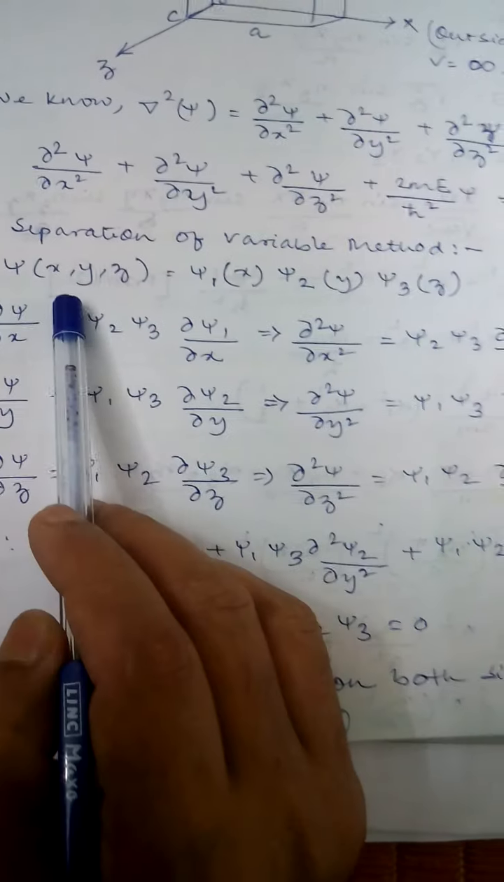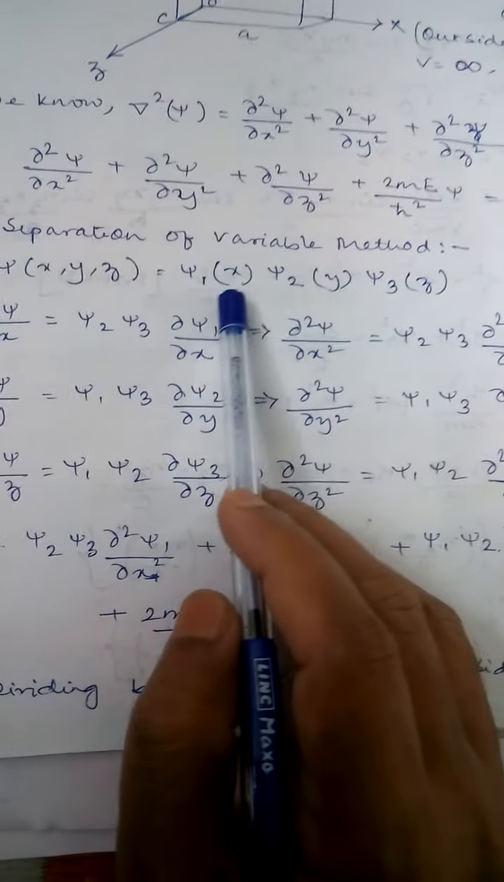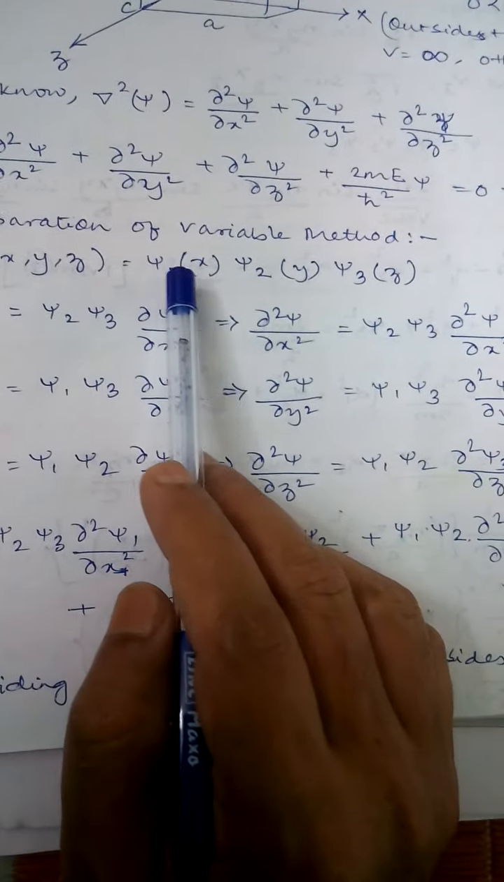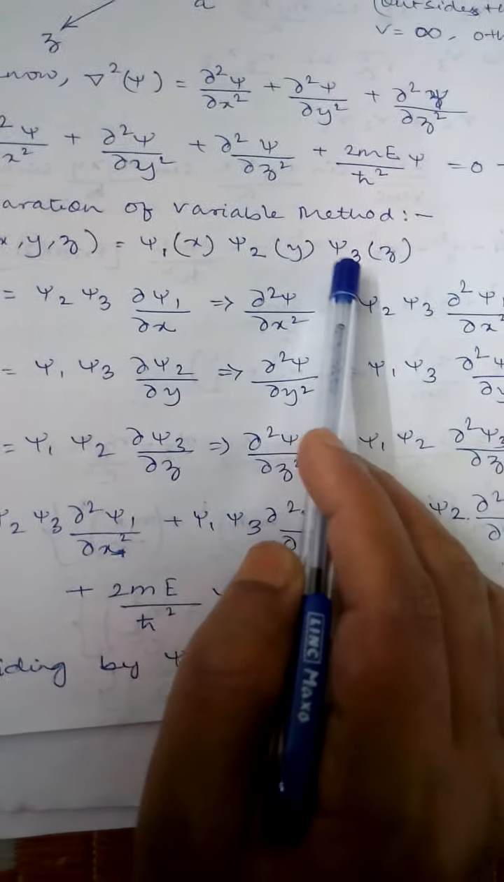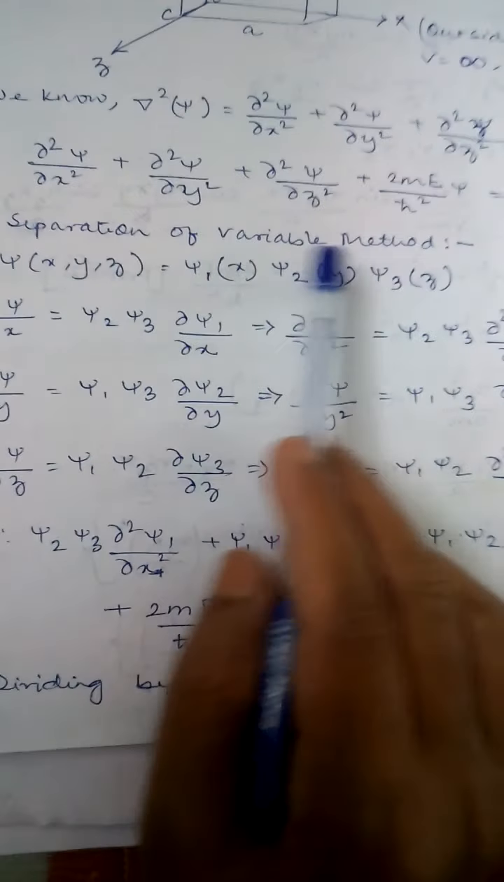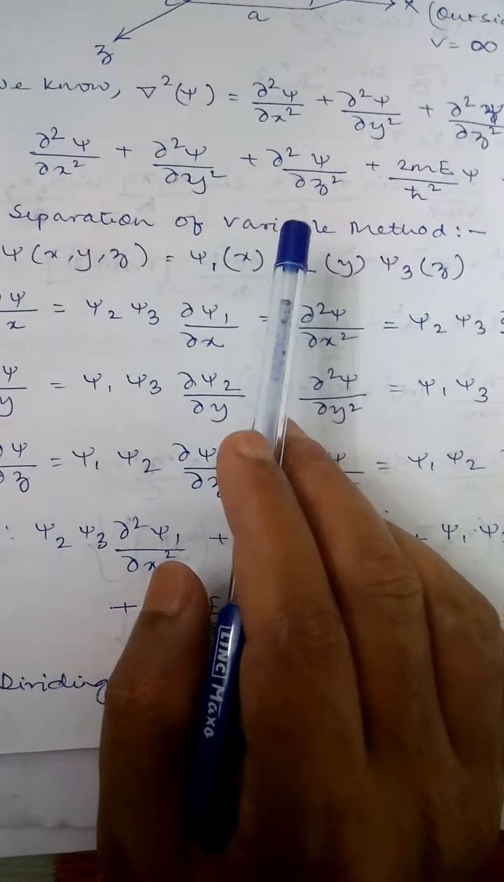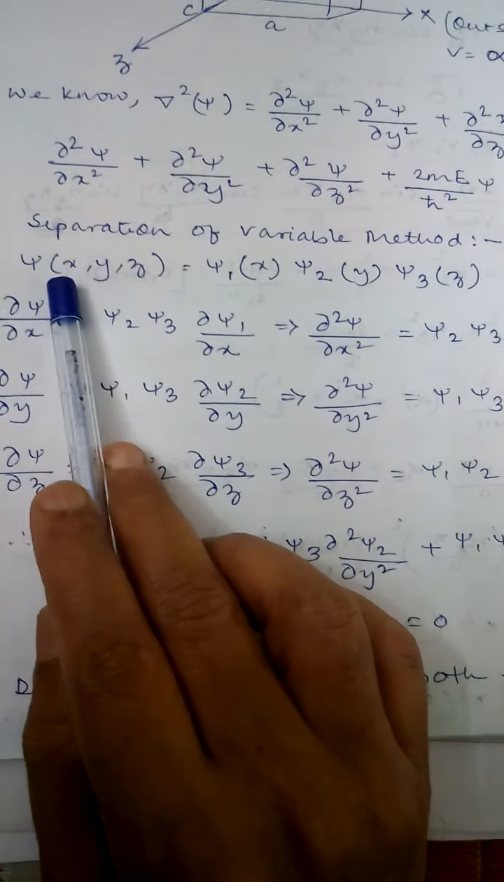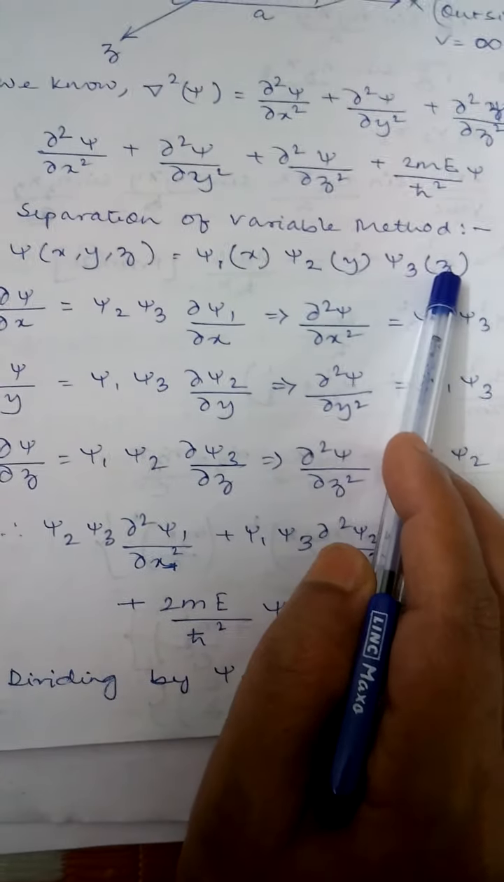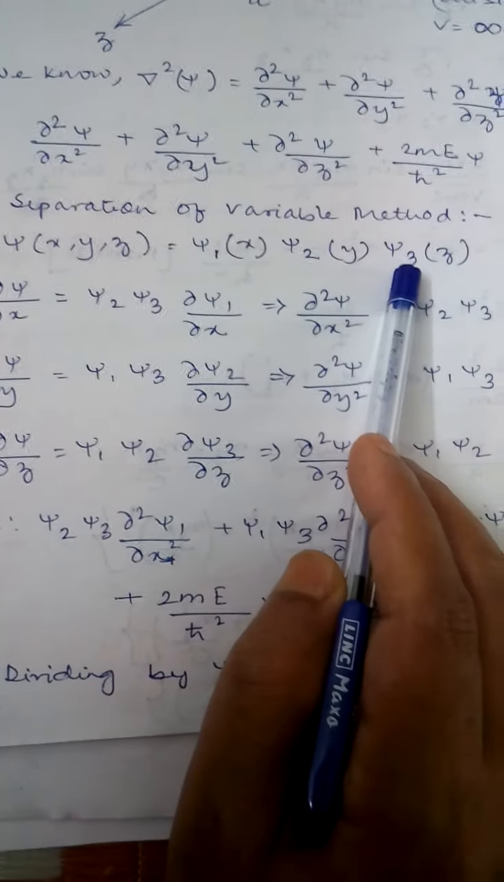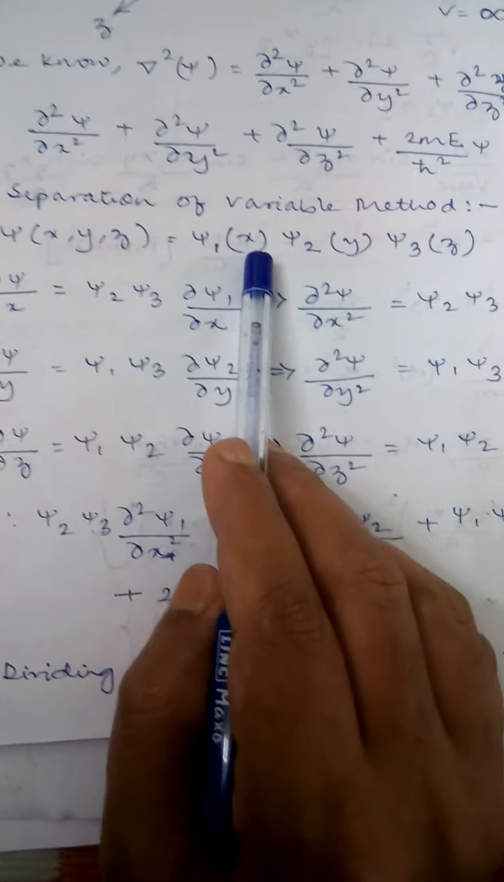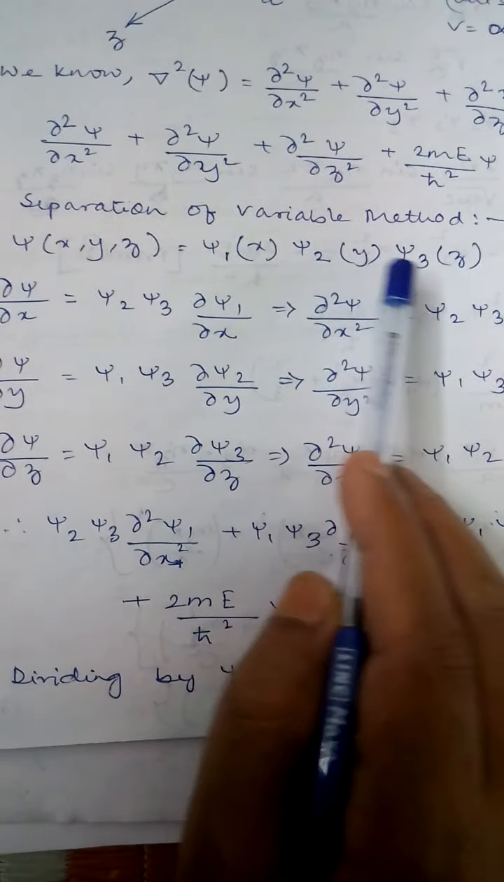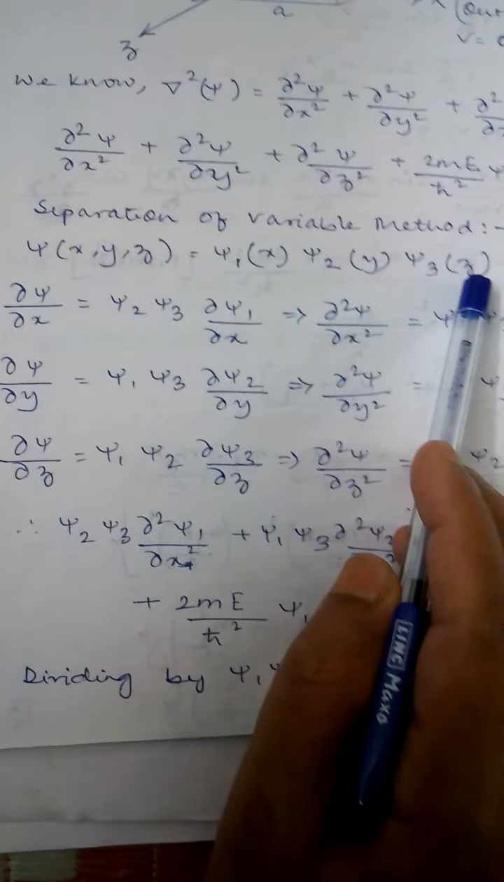So psi is a function of x, y, z. This wave function can be expressed as a product of three different wave functions, that is psi 1 into psi 2 into psi 3. This is the main objective of the separation of variable method, that is this psi, the function of x, y, z, can be expressed in terms of three functions, psi 1, psi 2 and psi 3, where psi 1 is a function of x, psi 2 is a function of y and psi 3 is a function of z.